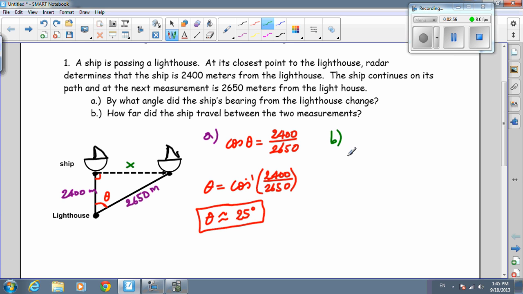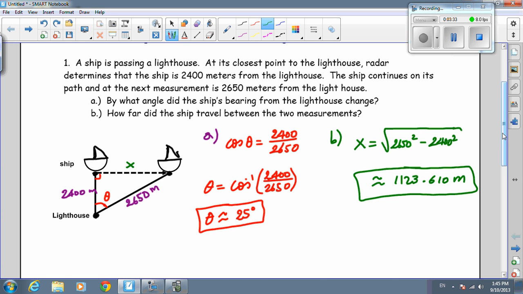So I will say 2,650 squared is equal to 2,400 squared plus x squared. In other words, x is equal to the square root of 2,650 squared minus 2,400 squared. I'm using my Pythagorean theorem. And if you compute it correctly, you should get approximately 1123.610 meters.